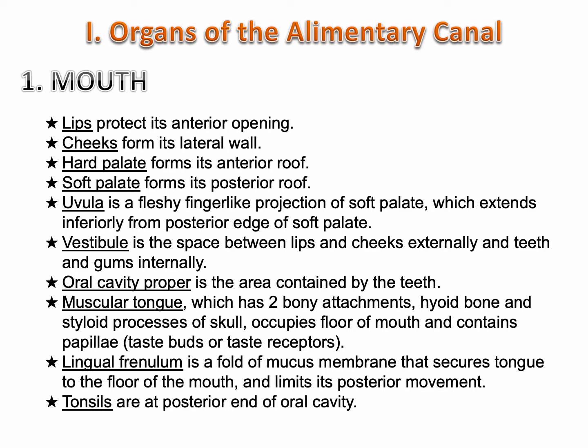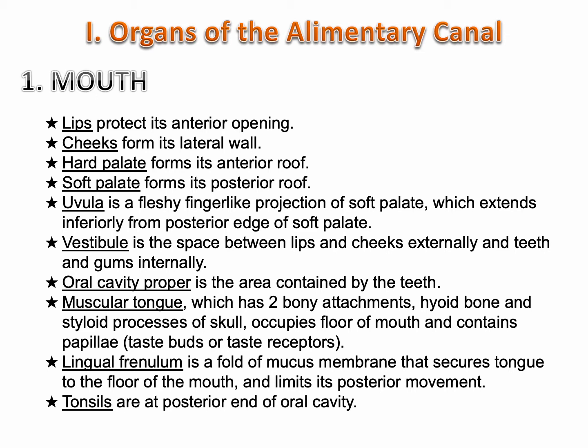First is the mouth. What are the important structures of the mouth? The lips protect the opening. The cheeks are on the wall, lateral side. Hard palate, soft palate, anterior and posterior roof. Uvula, it's a fleshy finger-like projection in the soft palate.